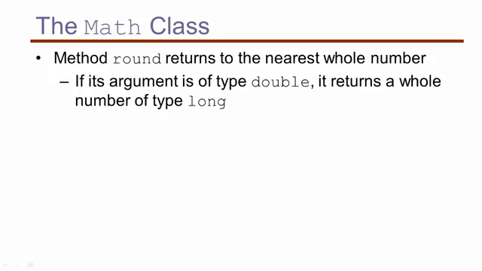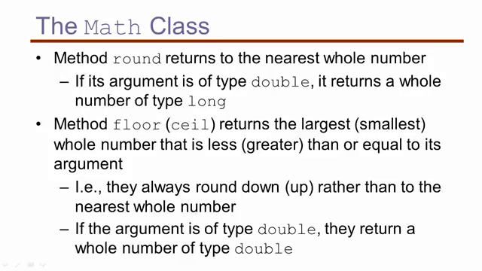Before we end this lesson, let's take a closer look at the methods that round floating point values. The round method will of course round a floating point value to the nearest whole number. The interesting thing about this method is that if the parameter is type double, then the result is of type long. Now the floor method returns the largest whole number that is smaller than the parameter, i.e. it always rounds down, while the ceil method, short for ceiling, returns the smallest whole number larger than the parameter, i.e. it always rounds up. These two functions, when given a parameter of type double, will return a value of type double.